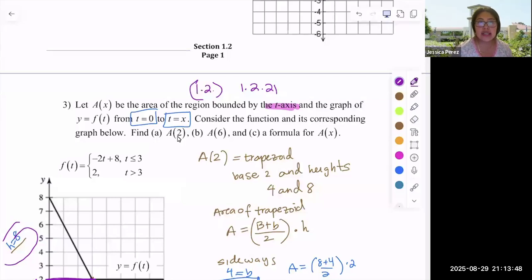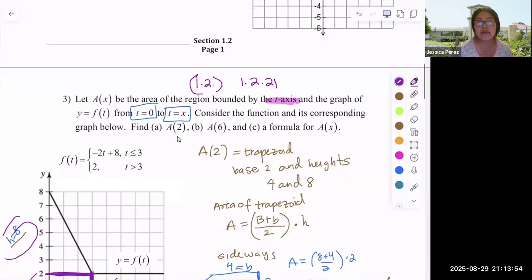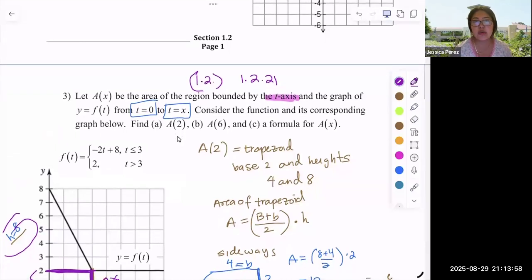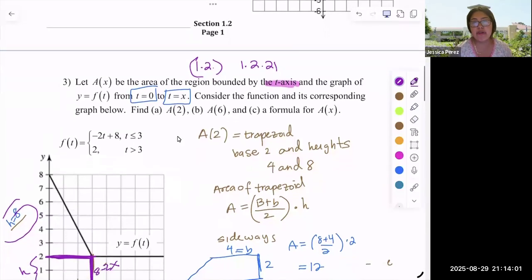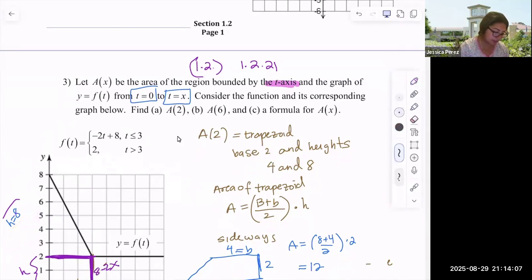So the question is asking, let A of x be the area of the region bounded by the t-axis and the graph of y equals f of t from t equals 0 to x. Consider the function and its corresponding graph below. Find A of 2, A of 6, and the formula for A of x. So the first thing that you want to do is what we did in class.